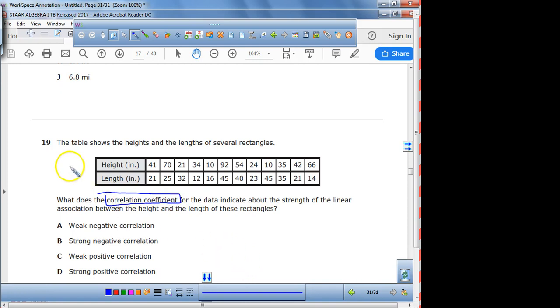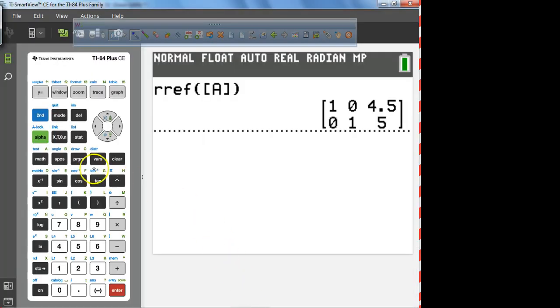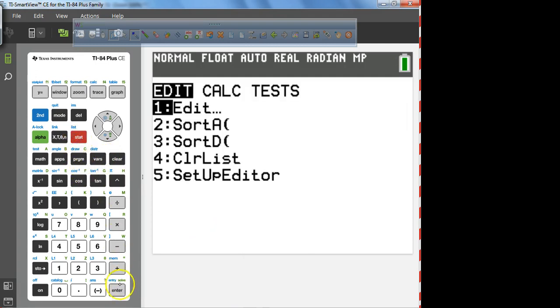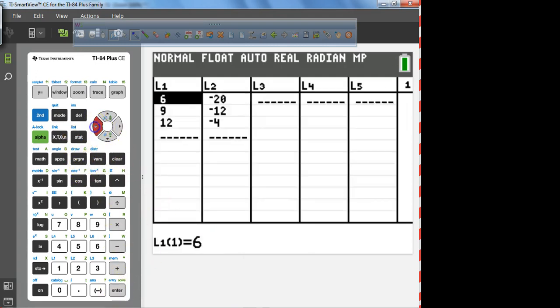So we're going to use the stat editor. We're going to put that in L1, and we're going to put that in L2. So we have to get our stat editor out, take a look at this, and find the correlation coefficient. Okay, all right, here we go. So I'm going to go Stat, Enter. If you have stuff in here, you have to delete this stuff out right here and right over here.